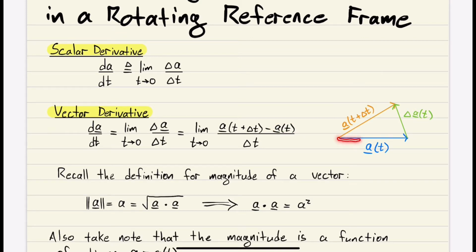So here we go. Say we have our vector at time t, and it rotates up, and now it is at t plus delta t. So it's at some little step in time in the future. Our change in that vector is this delta a of t, and that points from where we were to where we are now. So this is our change in our vector.